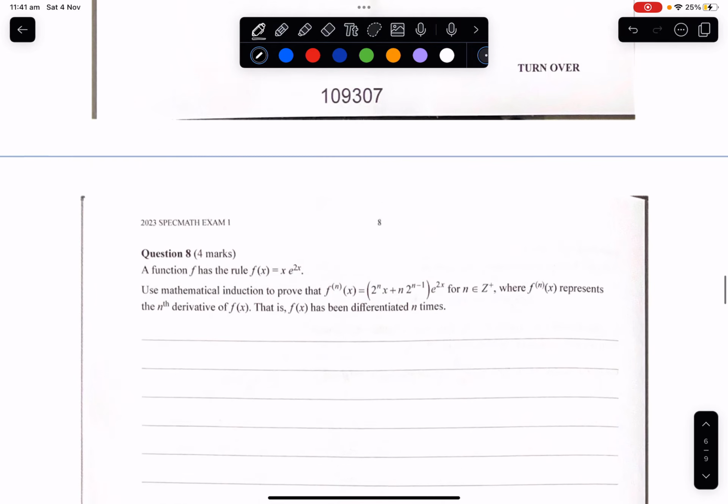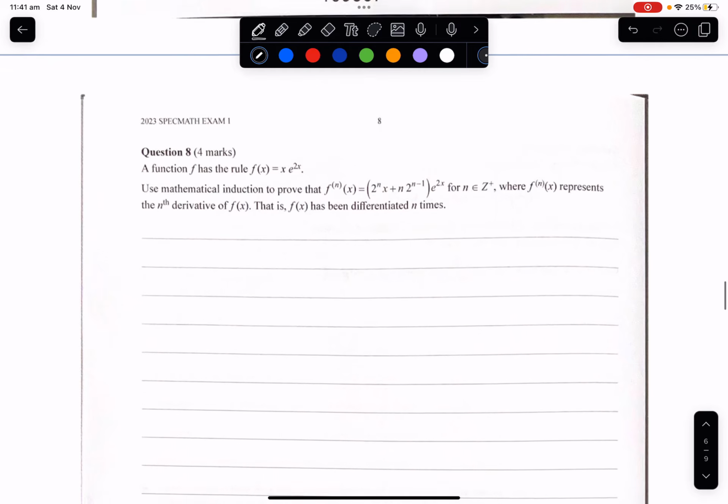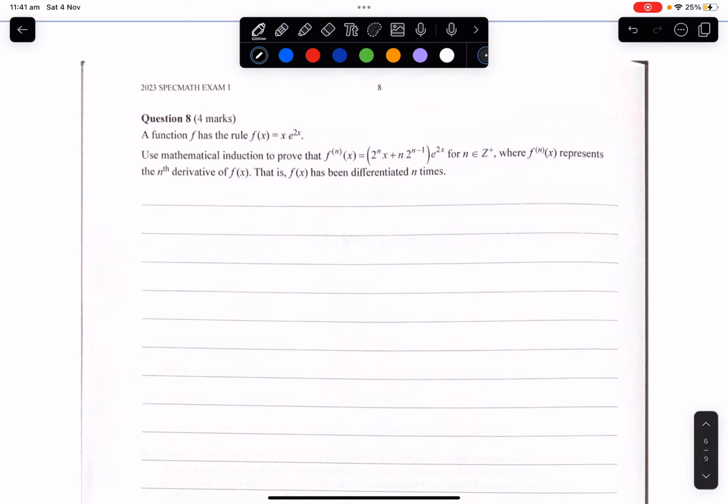All right, what's this? Oh, so this is the proofs question, and it's induction. A function f has the rule f of x is equal to x e to the 2x. Use mathematical induction to prove f to the power of n. Oh, the derivative. So f to the power of n of x is equal to that for n an element of positive integers, where f n of x represents the nth derivative.